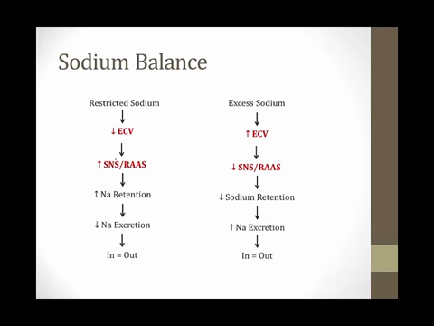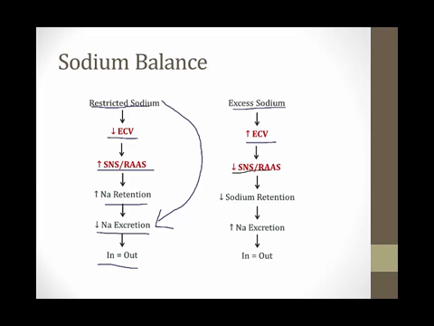And here's a flow chart showing you how this works. So when you restrict your sodium intake, you shrink your ECV. This increases the activity of the SNS and RAS systems. This leads to sodium retention and less sodium excretion, and therefore the restricted sodium is matched by decreased excretion, so sodium balance is maintained and in equals out. Conversely, when you consume excess sodium, like going out to a restaurant, your ECV expands, your sympathetic nervous system and RAS systems are dialed down, there's less sodium retention and more sodium excretion, and thus once again, sodium balance is maintained with in equal to out.